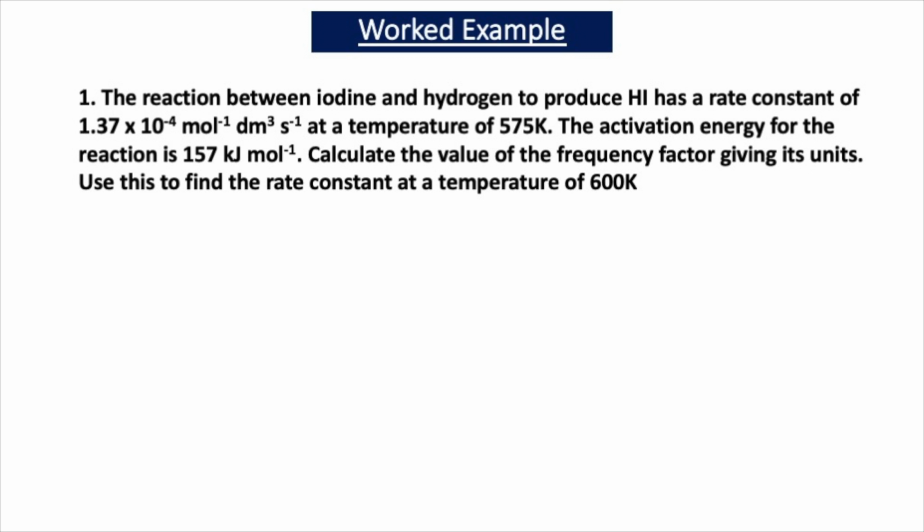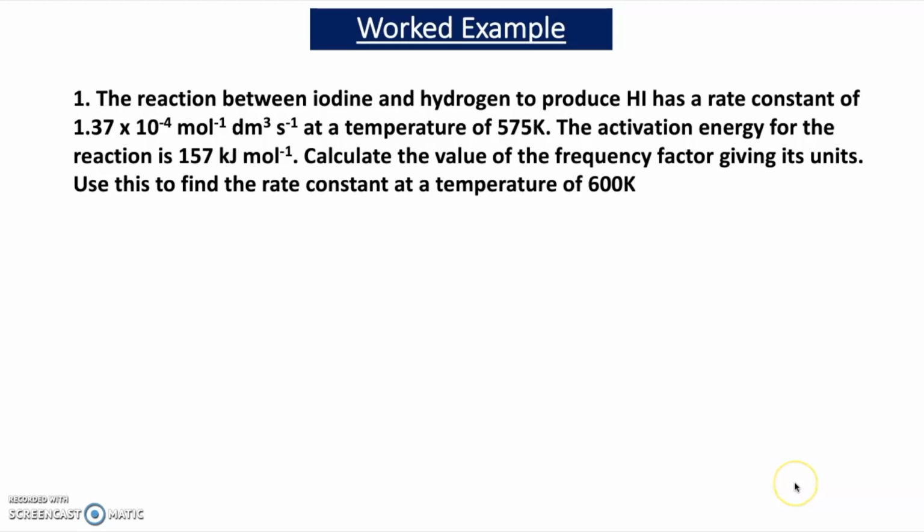So this question says the reaction between iodine and hydrogen to produce hydrogen iodide has a rate constant of 1.37 times 10 to the minus 4 moles to the minus 1 dm to the 3 seconds to the minus 1 at a temperature of 575 Kelvin. Now the activation energy for the reaction is 157 kilojoules per mole. Calculate the value of the frequency factor given its units and use this to find the rate constant at a new temperature of 600 Kelvin.